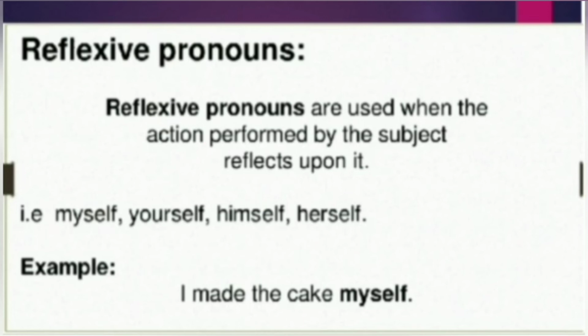What is the subject of the sentence again? What did the subject do? The subject made the cake. Myself in this case reflects the action of the subject I, which is made the cake. That's what makes myself a reflexive pronoun in this case.